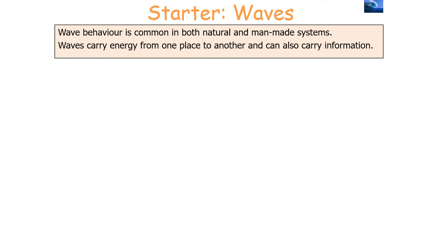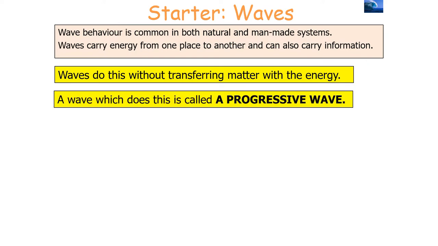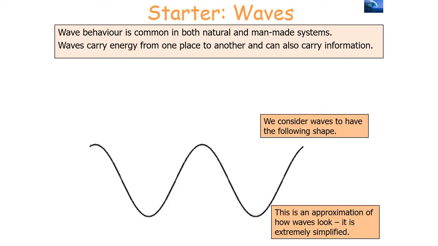So wave behavior is common in both natural and man-made systems. Now waves will carry energy from one place to another and can also carry information. Now progressive waves do this without transferring matter with the energy. So a wave which will transfer energy but not transfer matter is called a progressive wave. Now we can consider waves to have the following shape. Now this is an approximation of how waves look.